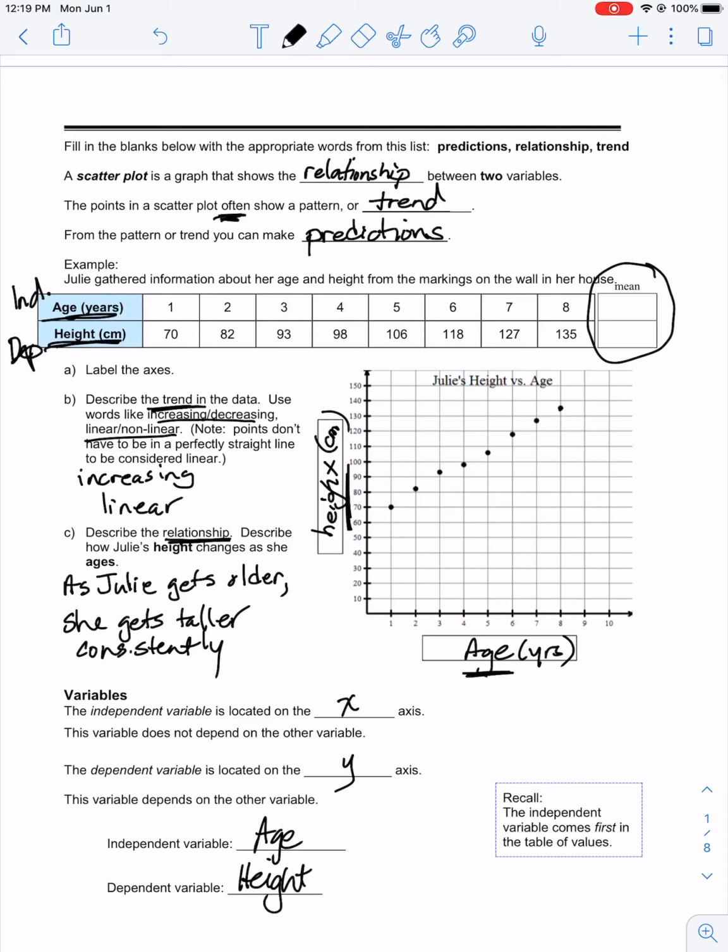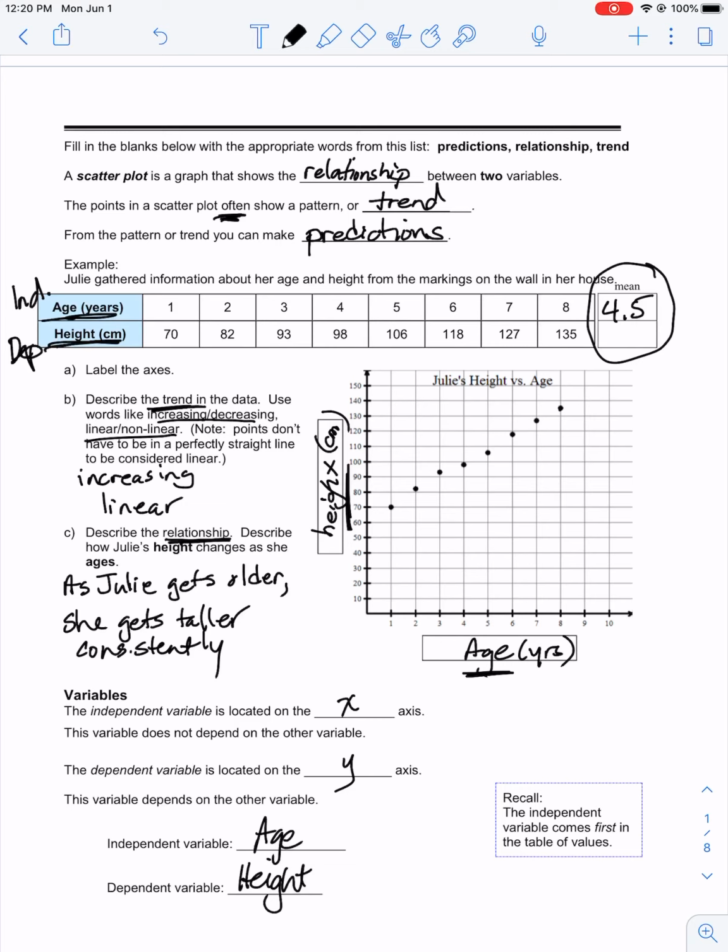Okay, so if you recall, the mean is the same thing as the average. So you want to add up all the numbers, hit equals, and then divide by how many numbers there are. So I'm doing 1 plus 2 plus 3 plus 4 plus 5 plus 6 plus 7 plus 8, hit equals, and then divide that by 8, and I get 4.5. So the average age is 4.5 years old.